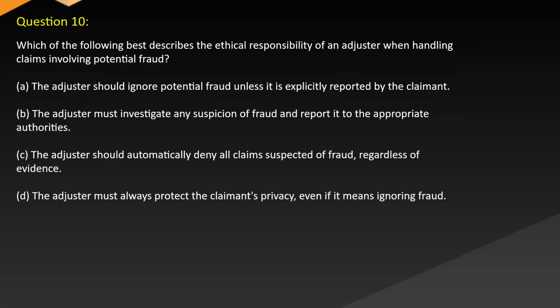Question 10. Which of the following best describes the ethical responsibility of an adjuster when handling claims involving potential fraud? A. The adjuster should ignore potential fraud unless it is explicitly reported by the claimant. B. The adjuster must investigate any suspicion of fraud and report it to the appropriate authorities. C. The adjuster should automatically deny all claims suspected of fraud, regardless of evidence. D. The adjuster must always protect the claimant's privacy, even if it means ignoring fraud.